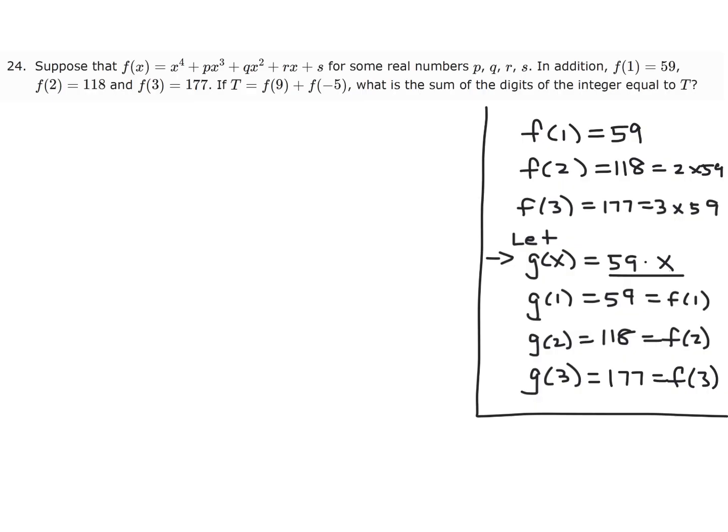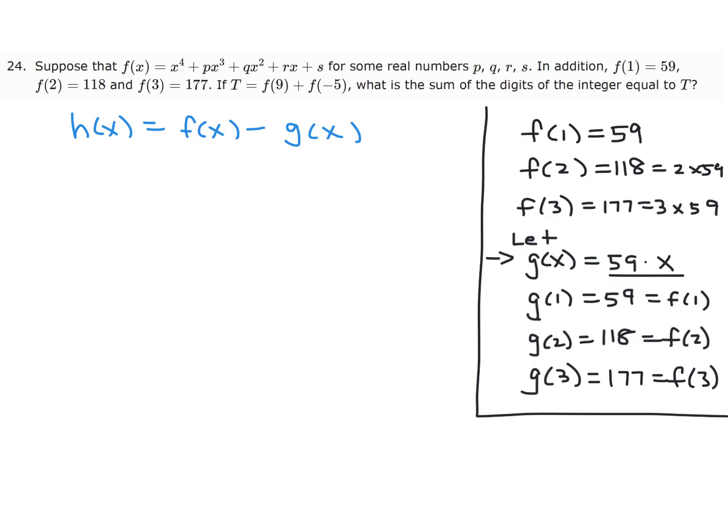So if we then subtract the two, so if we have, let's say, f at x minus g at x, then that might help us get rid of some variables. So let's introduce that as a new function.